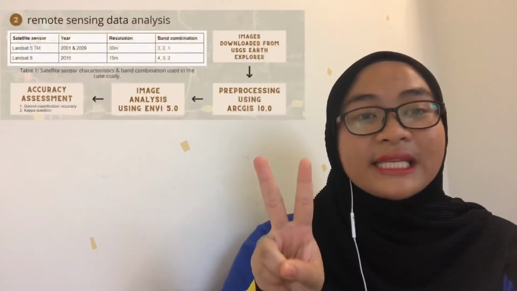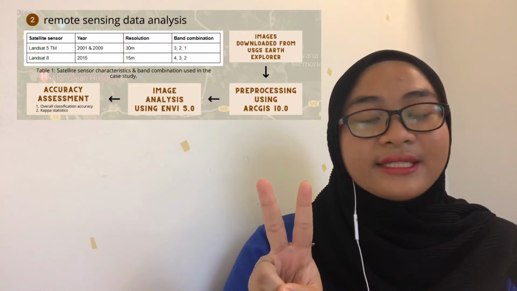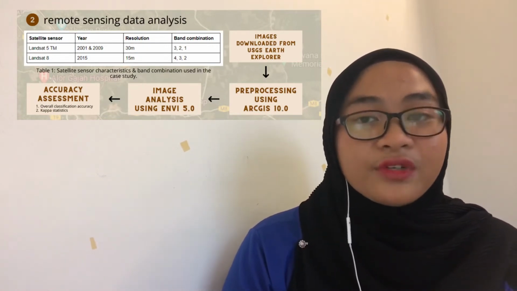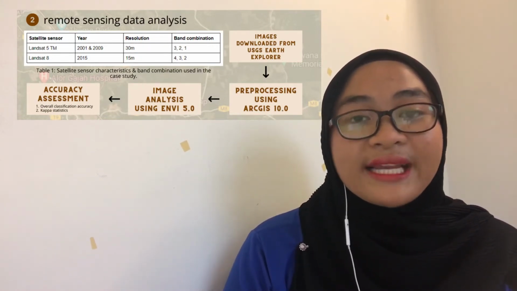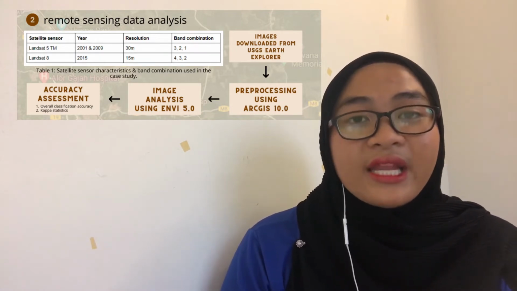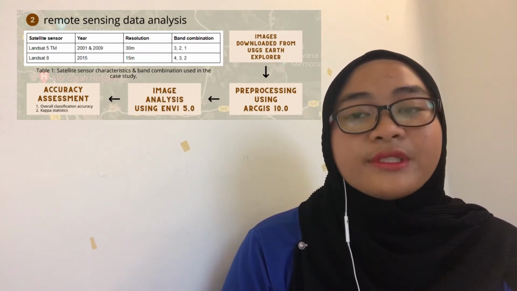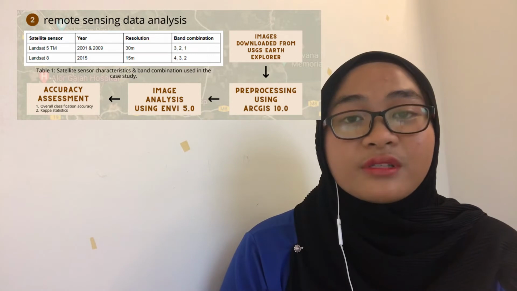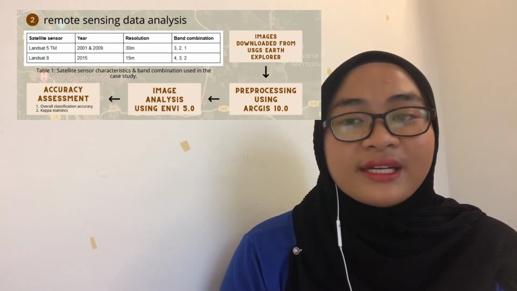Next, the second method is the remote sensing data analysis. This method focuses on the mapping of land use and land cover changes. At the end of the study, we will be able to identify the locations of possible sources of pollutants that flow into the Melaka River.